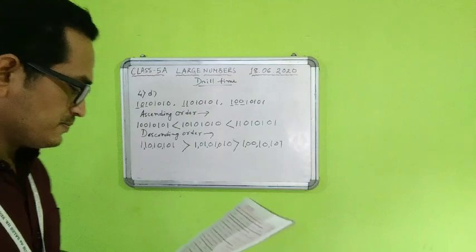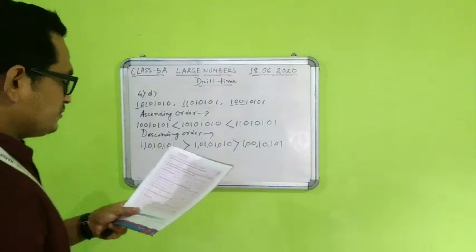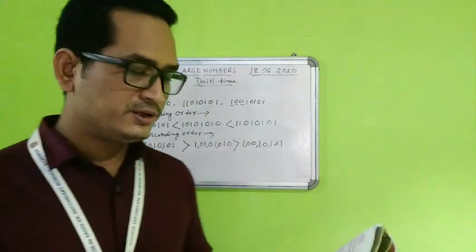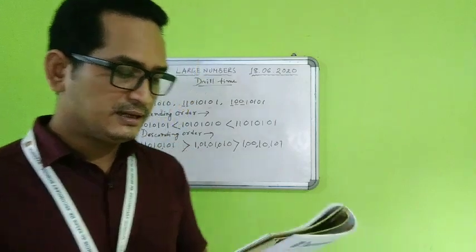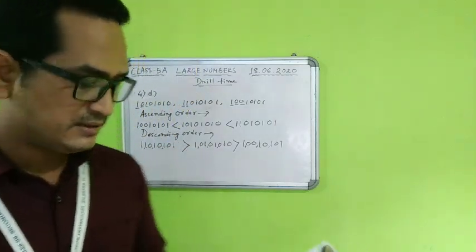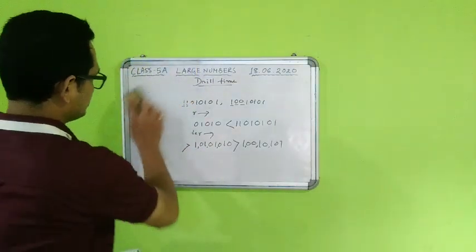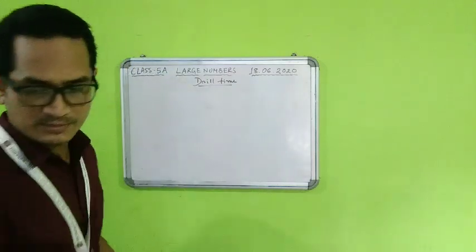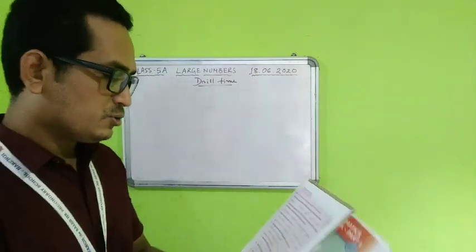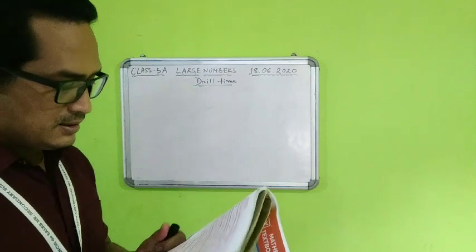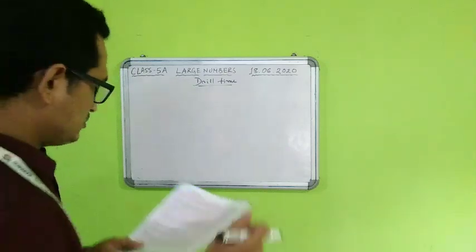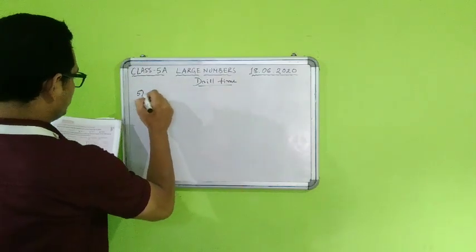Number 4D. Now we'll go ahead with concept 3.2, that is the Roman numeral. Now Roman numeral, students, questions 5 and 6 are given. Let us see that. Question number 5 is: write the following in Roman numeral. So let us start number 5.